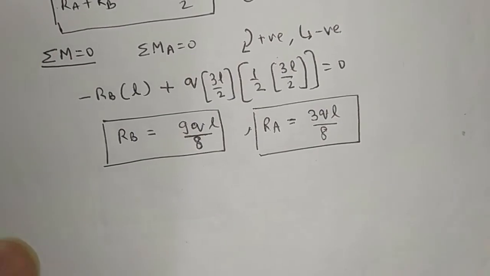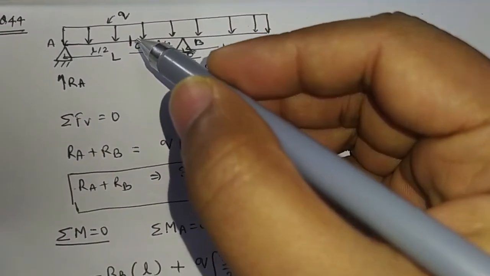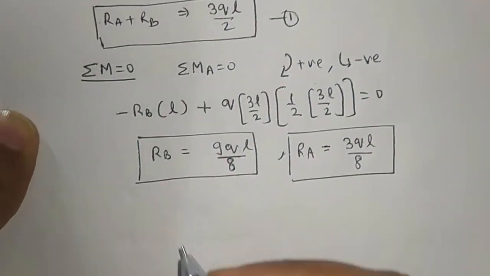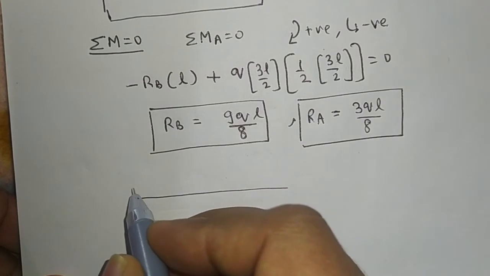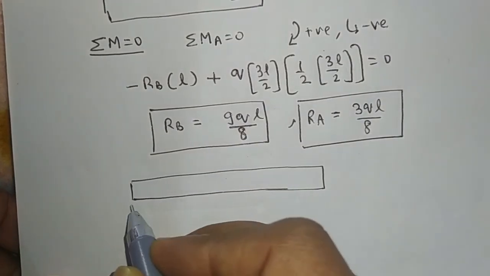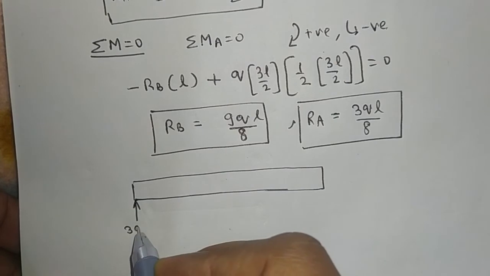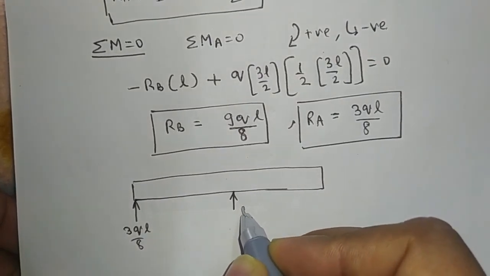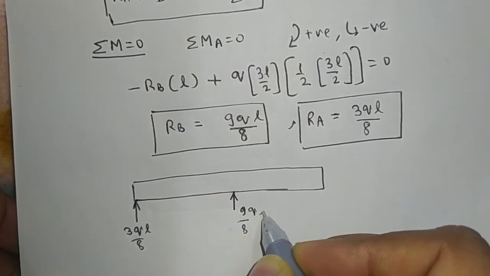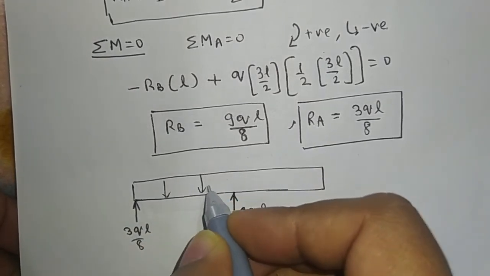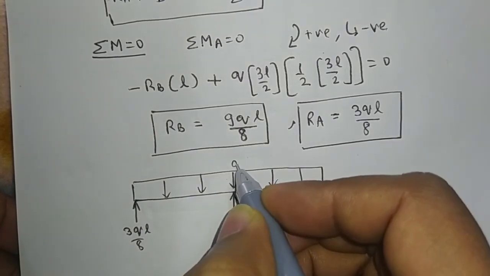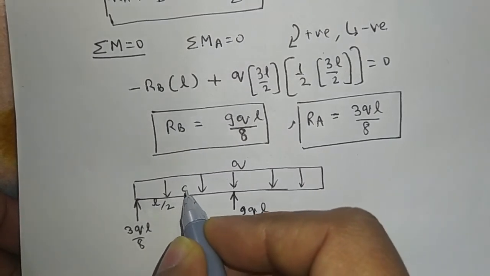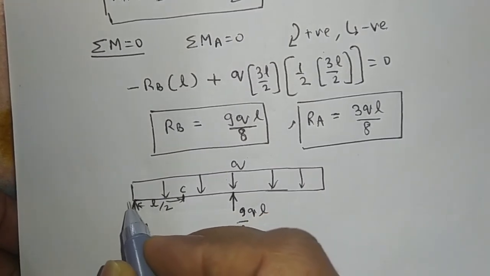Now we have to find the bending moment at point C, or the midpoint between A and B. This was the loading: RA, which is equal to 3QL by 8, and RB, which is equal to 9 by 8 QL, and this is the uniformly distributed load of Q. We have to find the bending moment at point C, which is midway between A and B.